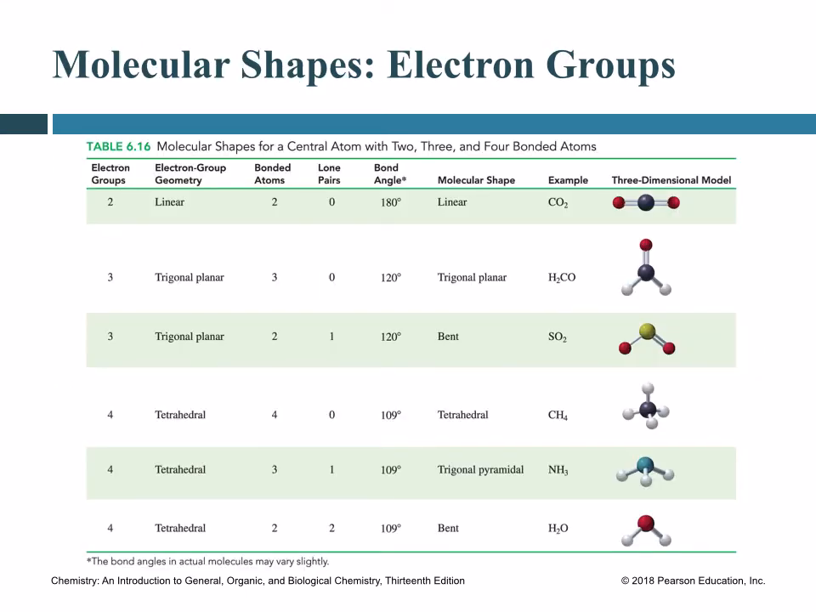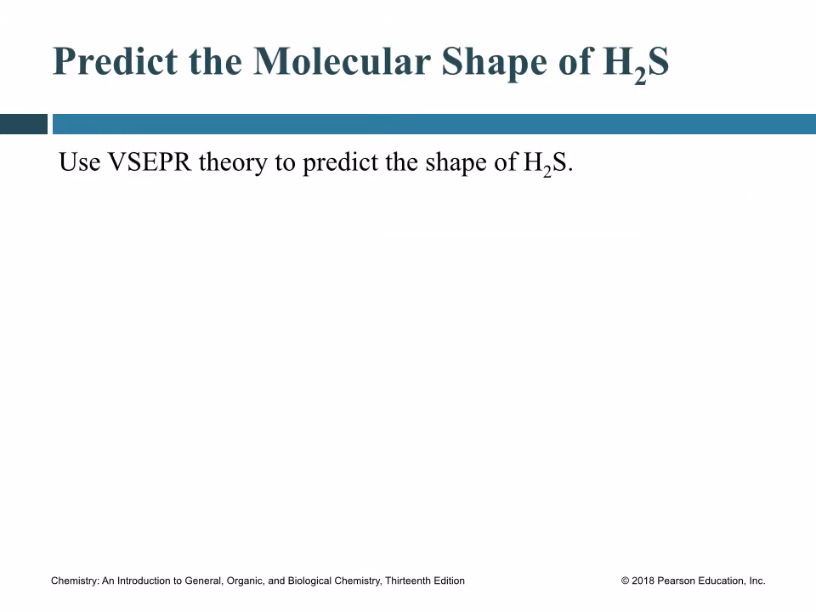Here's a look again at the 6 molecular geometries that we will look at in this class. Practice using the 4 steps outlined in the previous slides. First, draw the Lewis structure. Second, determine the electron groups. Third, predict the electron group geometry. And fourth, figure out the molecular geometry. Now use VSEPR to determine the name and molecular geometry for H2S.